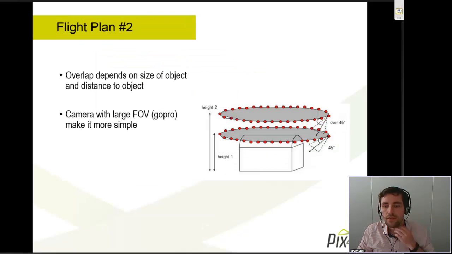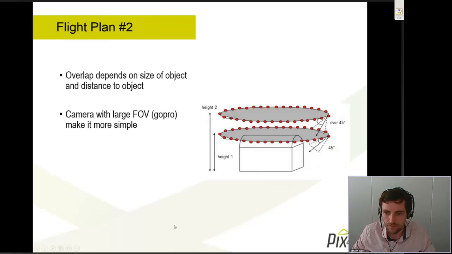All right, let's go into another type of flight plans. That would be for more oblique imagery. Something important to notice is that the overlap depends on the size of the object and the distance to the object. And you have some different types of problems which can happen versus the traditional nadir type of projects. And one key aspect when you are very close to objects is that cameras with a large field of view, like a GoPro, which is the extreme example with a fisheye camera lens, make the whole calibration more simple.